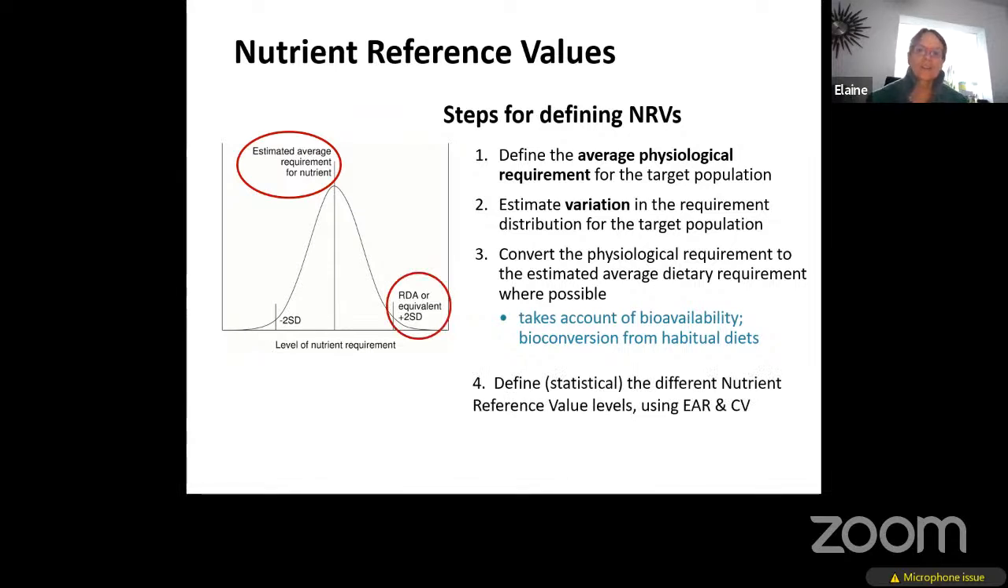And then it's usually a statistical definition to determine the recommended nutrient intake, or that level that meets the needs of 95% of the population. And that's based on an assumed variability. So these are two quite important components to define.